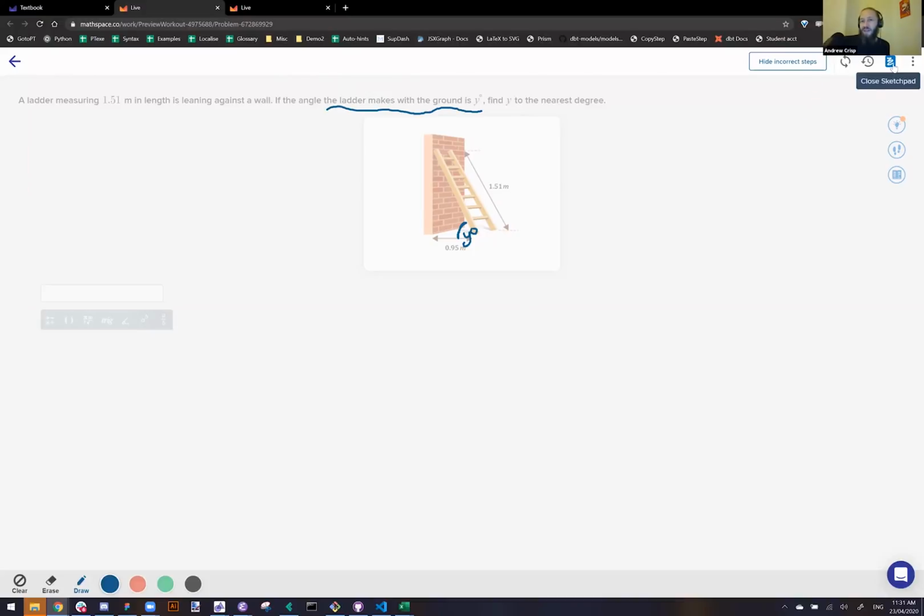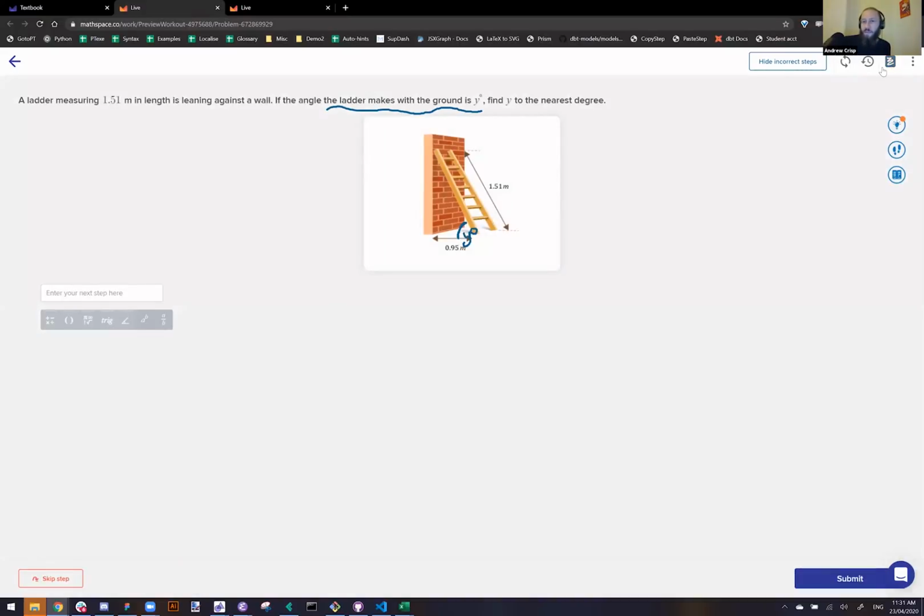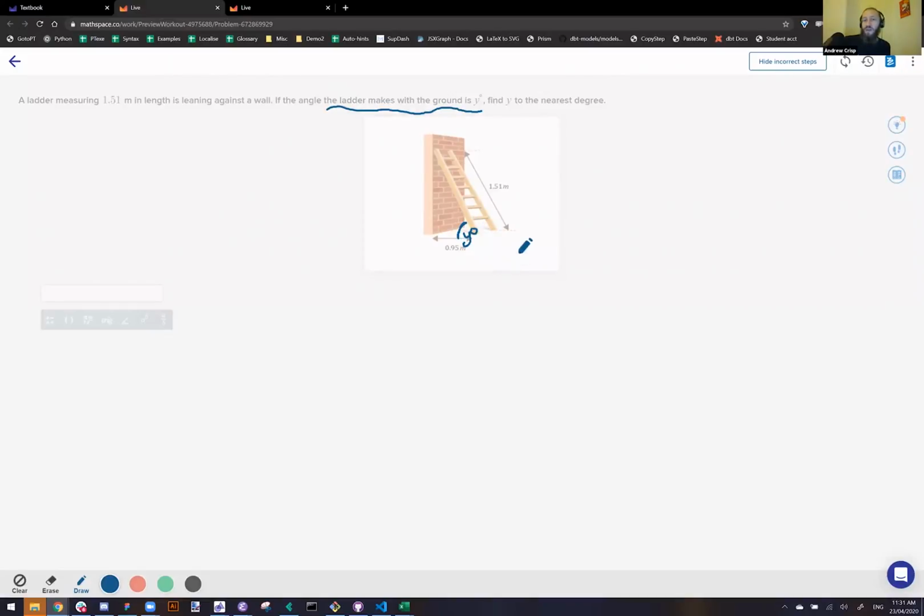Now that I've added that y degrees to the diagram, I can redraw the triangle because it's all busy. I don't need bricks and ladders and whatever. So I'm actually going to get my pen for this one so I don't make a complete mess of it. So I know that this is y down the bottom here, my angle. I'm going to make it green because I can. And then I'm going to put the other pieces of information I've been given: 0.95 here and 1.51 here.